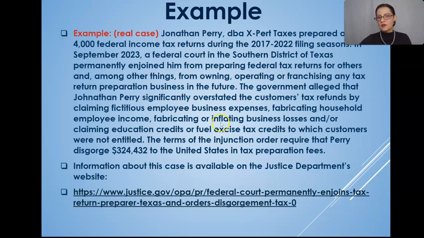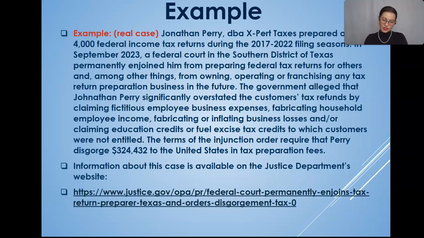And then fabricating or inflating business losses or claiming education credits or fuel excise tax credits to which customers were not entitled. So this is another type of common fraud that's done, right? It's always to get refundable credits for the most part. Tax preparers will create a fictitious business, a fictitious Schedule C where the person was not really self-employed in order to generate a false EITC refund or a false child tax credit, especially if the person has children.